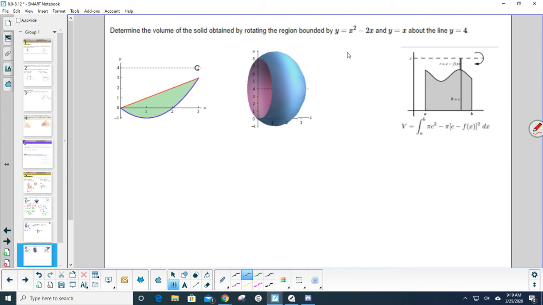Now, what I need you to notice is different. We are still having it bounded. We still have x squared minus 2x is the parabola, y equals x is the red line. So this green is still what we're rotating, but if you'll notice, we're not rotating it about the x-axis. We're rotating it about another line. So if you look up in the problem, determine the volume of the solid, we have our two functions, and they have to tell you what you're rotating it about. If they don't tell you what you're rotating it about, you don't know what to do.